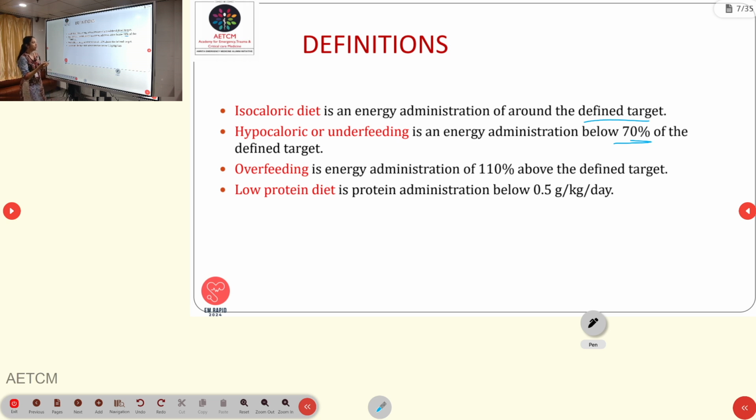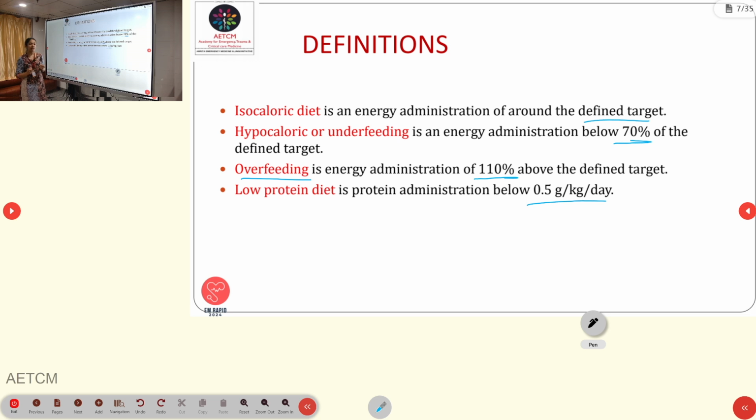Other terms are overfeeding. Overfeeding means giving energy more than 110% above the target. Or low protein diet. Low protein diet is another type of diet in which there is a protein administration below 0.5 gram per kg per day.